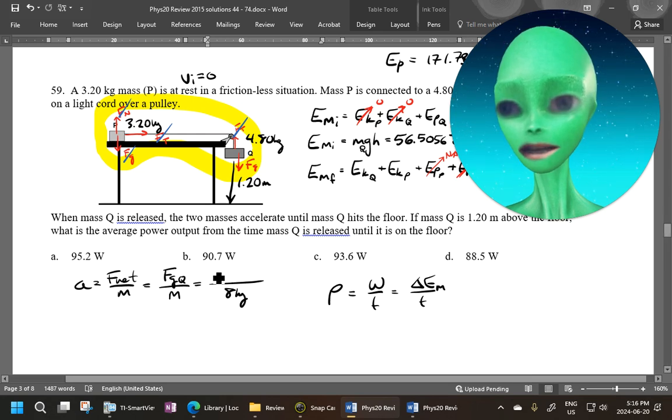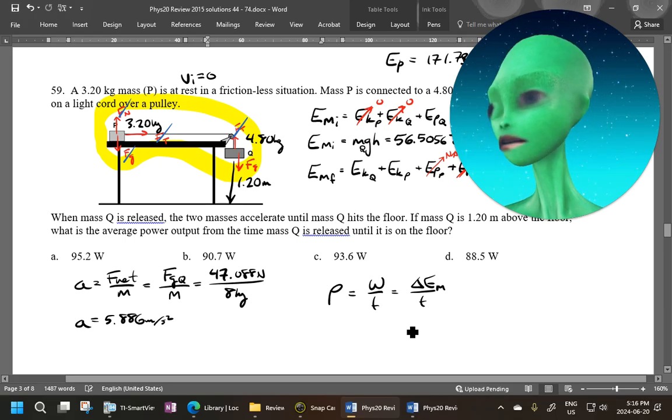So this is going to be mass times acceleration, 47.088 newtons, divided by 8. So my acceleration is 5.880 meters per second squared.